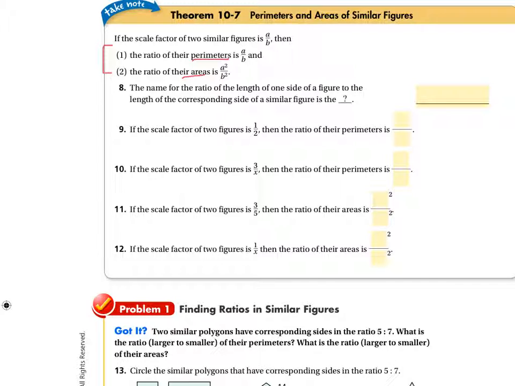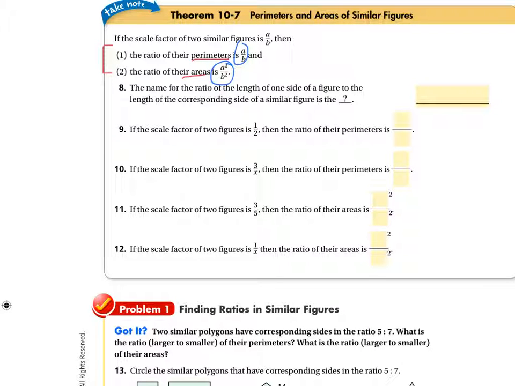And so if I know the ratio of side lengths, then that's the same ratio for the perimeter of the two figures, and for the area of the two figures, as long as we take that scale factor and square the numerator and the denominator. And that's all that they're saying. So you need to know these.